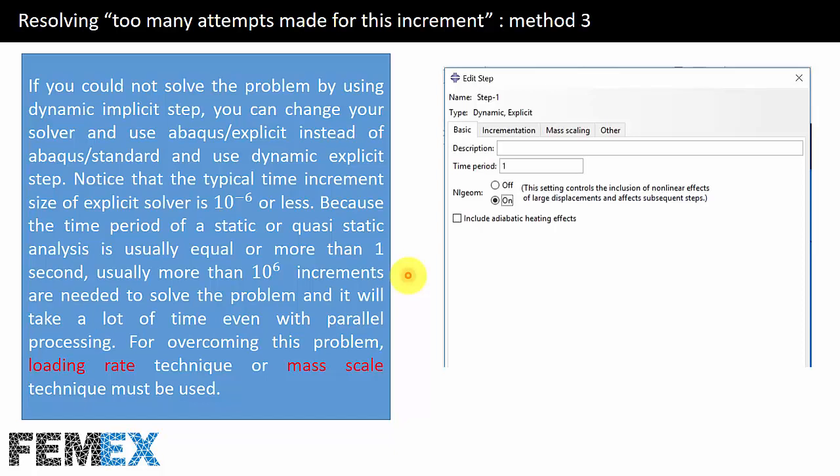For example, for simulating a deep drawing process, if you don't use loading rate or mass scale, the cost of the simulation will be 5 hours. But by using mass scale or loading rate, the cost of the simulation is 2 hours. And this is very important for industry or the head of the project.